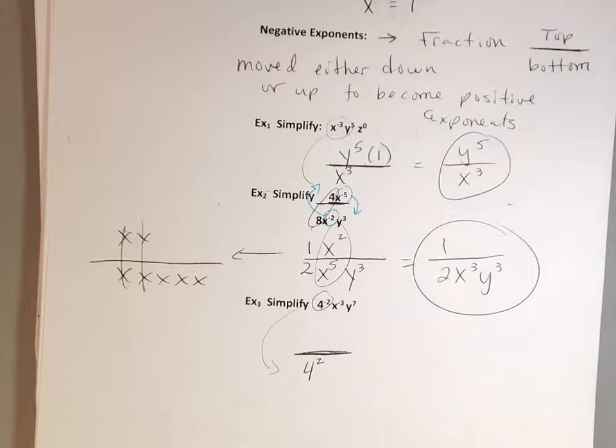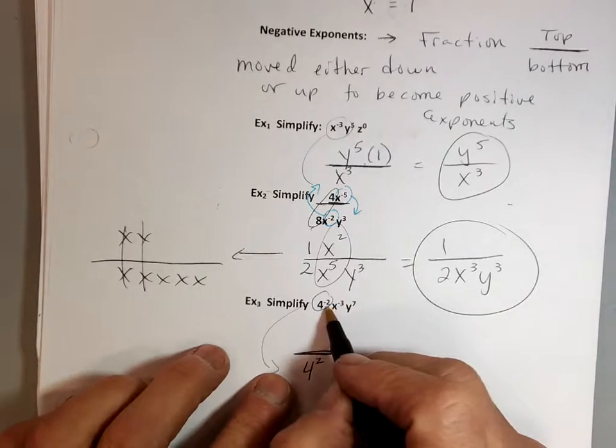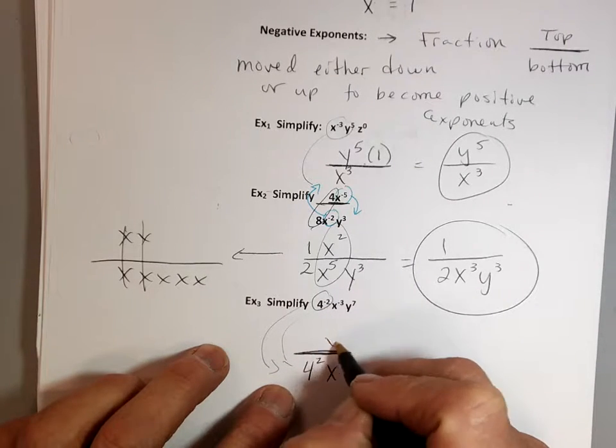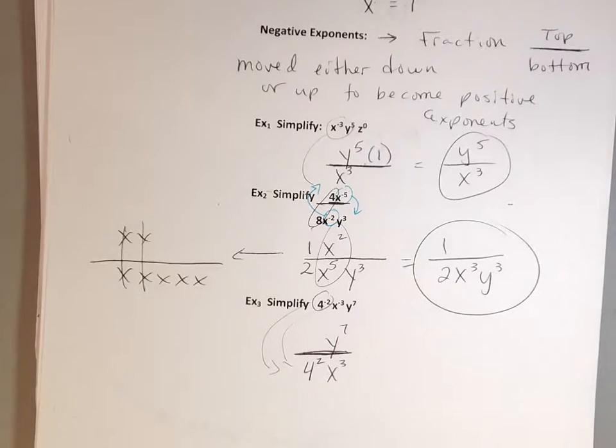It's a negative exponent. 4 to the negative 2, move it down, it becomes 4 to the positive 2. X to the negative 3 comes down, x to the positive 3. Y to the 7th, keep it where it's at, because it's a positive exponent.